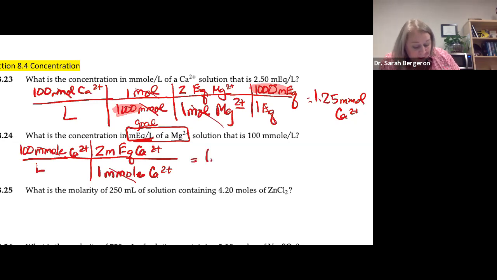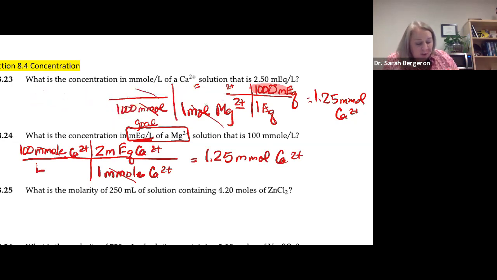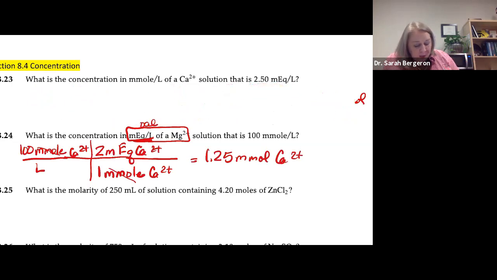And that's where I want to be. And so I get the same answer, 1.25. So you can do it either way. Does not matter to me, but just make sure that you take into account that milli. Either way is fine. So I'm going to go ahead and erase this one so that it's not there for class, so that we can do this problem that's actually there for class.